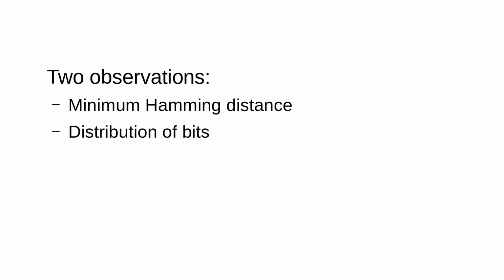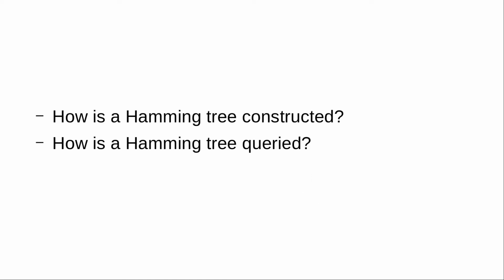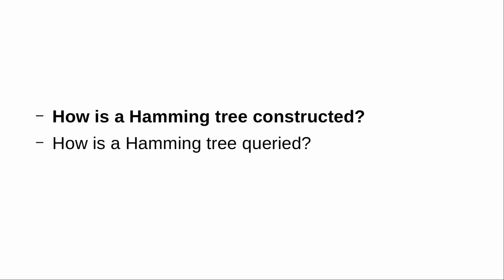The second observation is the possibility of using the rough distribution of bits within a sequence as a heuristic for locating similar neighbors. To illustrate what we mean by this, consider this bit sequence. We can subdivide this sequence into equivalently sized chunks, and subsequently count the number of bits set to 1 in each of those. When two bit sequences are similar, the number of set bits within each chunk should be similar too. With these observations in mind, we can proceed to introducing the tree's construction, as well as an algorithm for querying its contents. Let's start with the Hamming tree's construction.